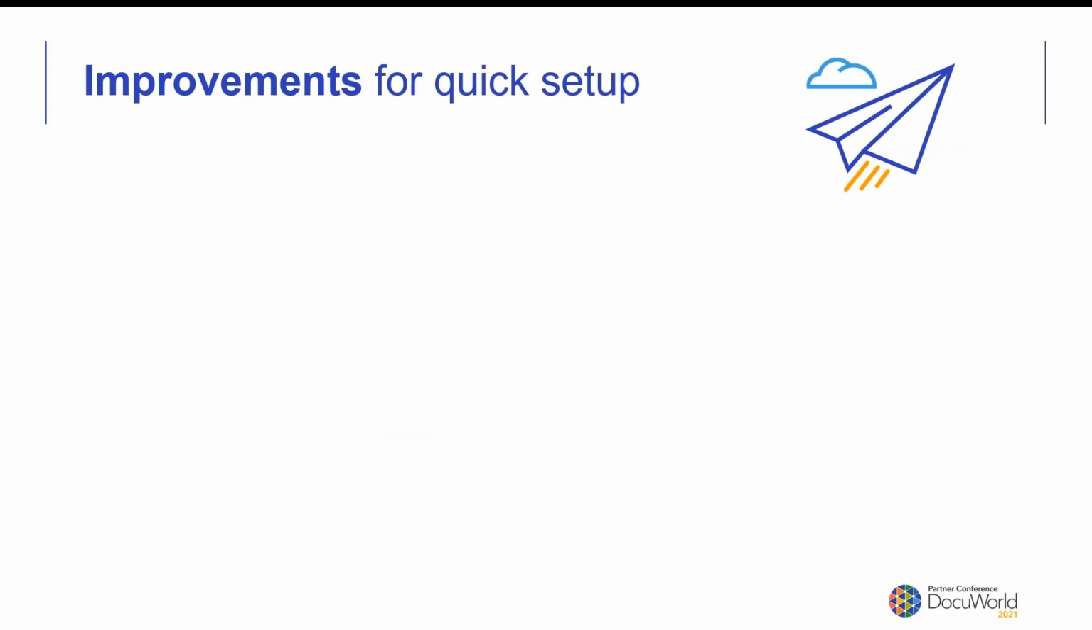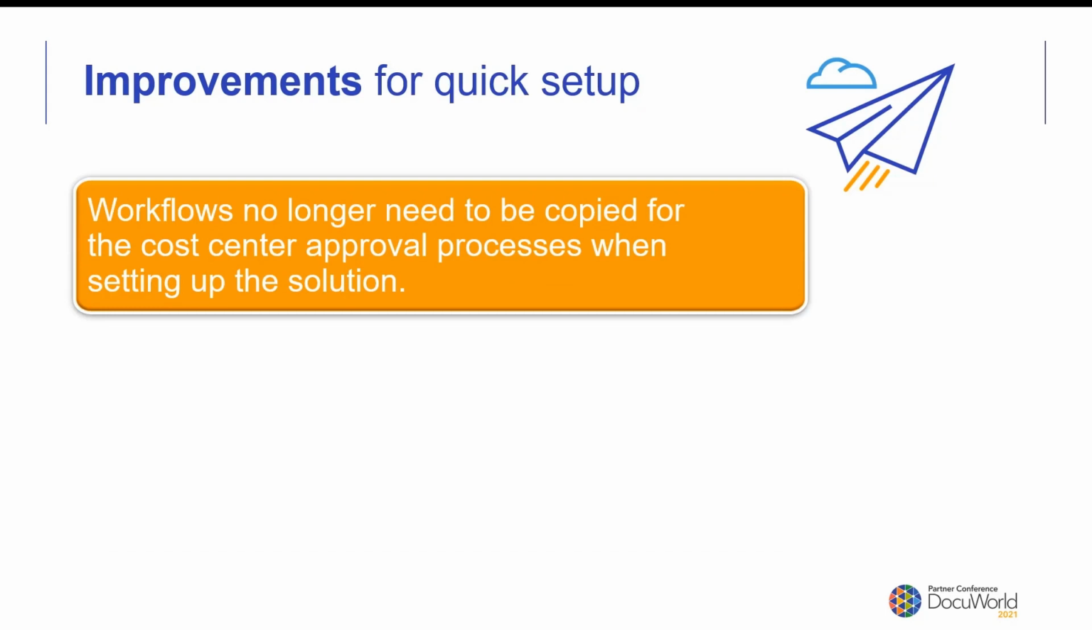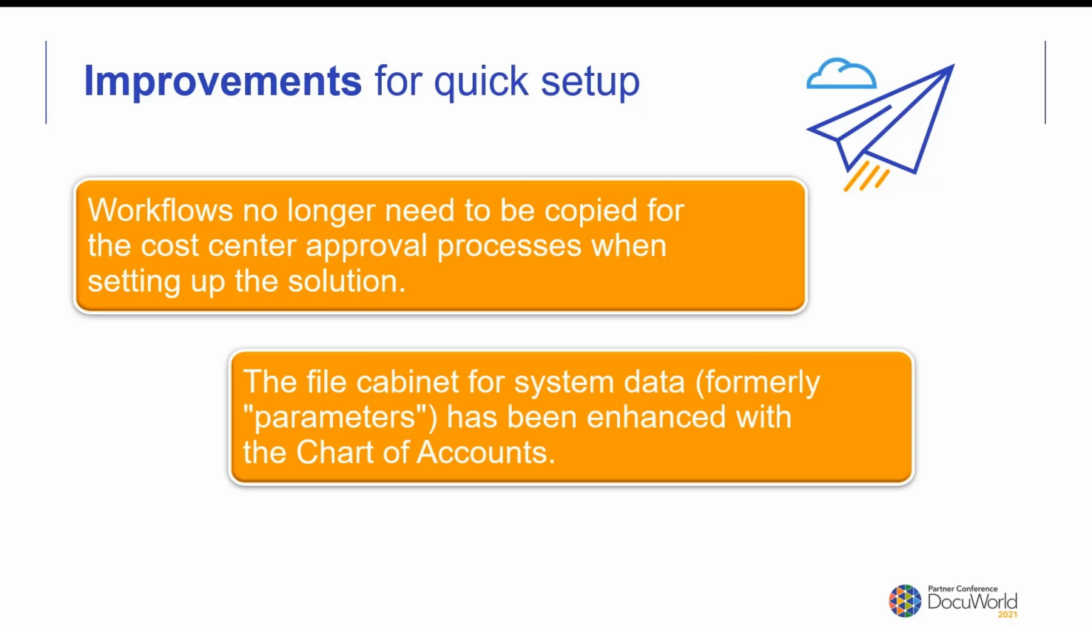And we've made some really great improvements for a quick setup. Workflows no longer need to be copied for cost center approval process when setting up the solution. Instances for the respective cost center groups are now automatically generated within the Personnel Invoice Approval Users Account assignment in one process. In addition, the file cabinet for system data, formerly parameters, has been enhanced. Chart of accounts, account number, cost center, and optional accounts can now each be entered and maintained via their own store dialog.